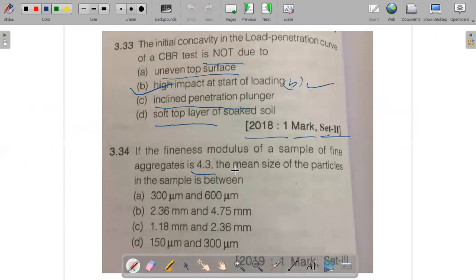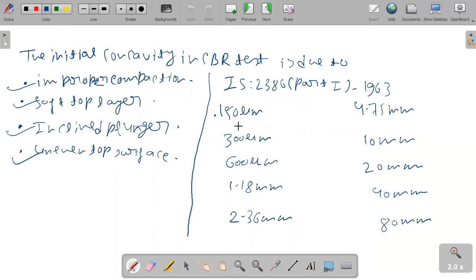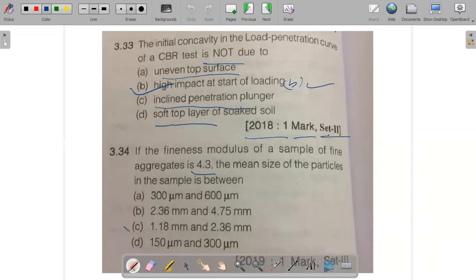In this question, basically the fineness modulus can be regarded as the weighted average size of the sieve on which material is retained, with the sieves being counted from the first sieve. The fineness modulus of 4.3 indicates size 1, 2, 3, indicating the fourth and fifth sieve, that is 1.18 and 2.36 mm. So our correct answer is 1.18 and 2.36 mm.